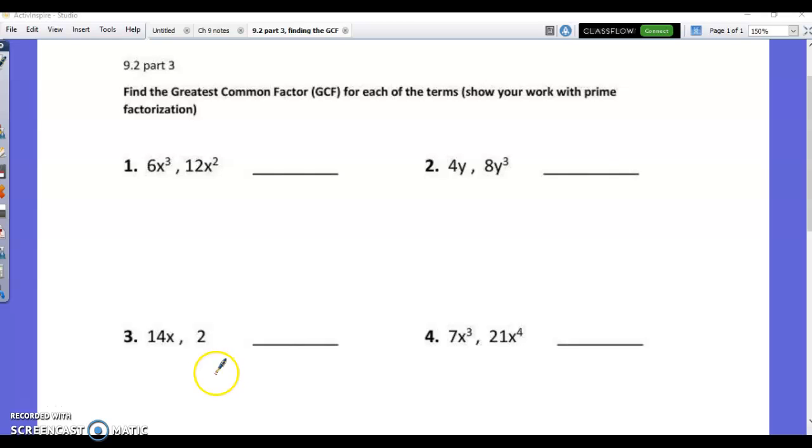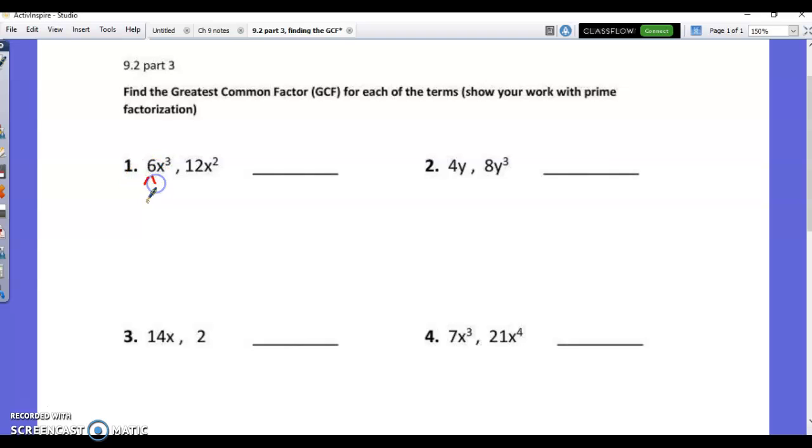Okay, this is 9.2 part 3, finding the greatest common factor. We're just going to find it of the terms that I give you. So this is unlike the notes where it has pluses and minuses in between them. This is just giving you the two numbers that you're going to find the greatest common factor for. So I'm going to go ahead and start with 1.